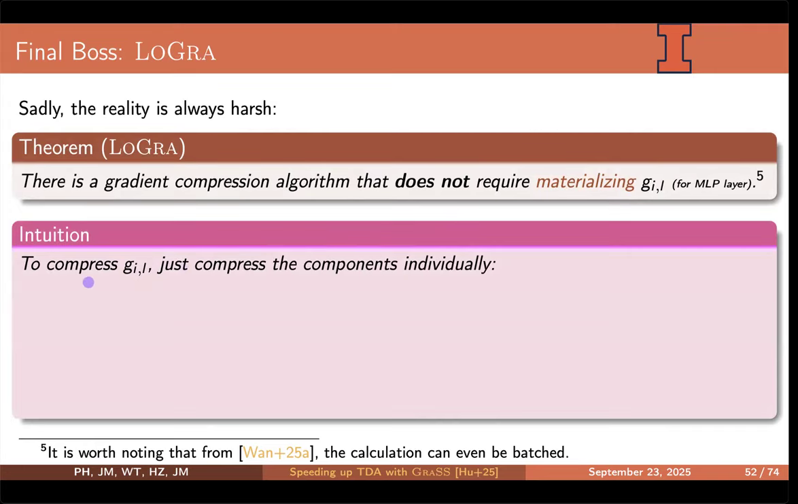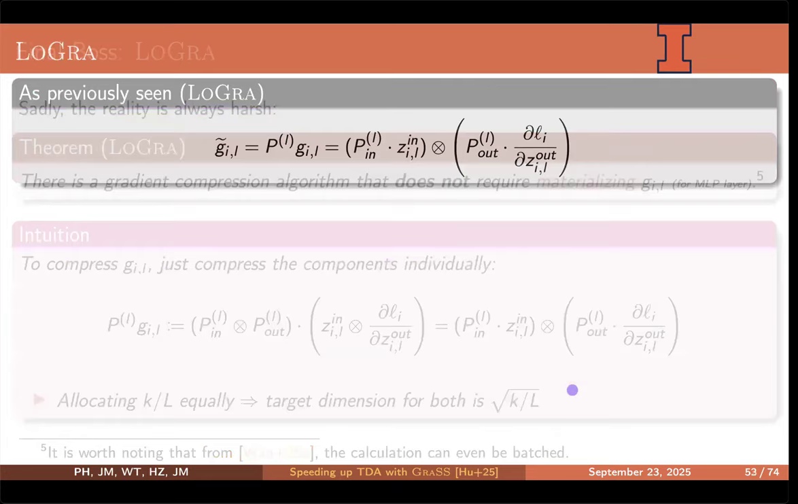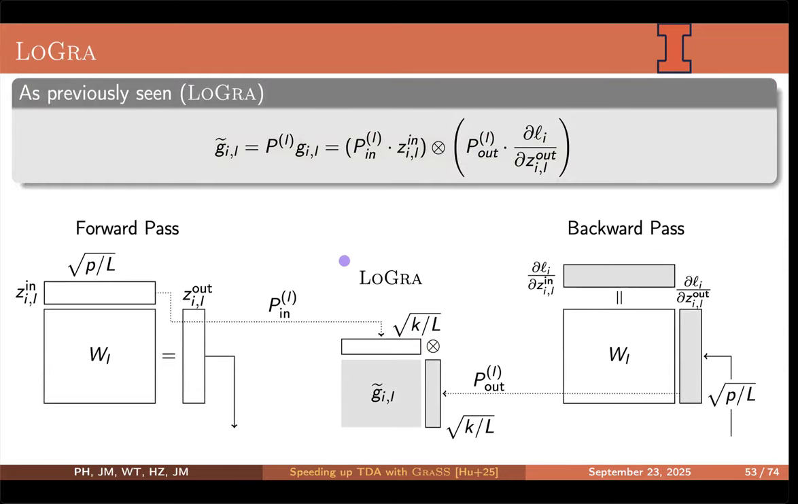Their intuition is that to compress GIL, instead of first materializing it and compressing it, what if we first compress each component individually, right? To compress this gradient, what if we just compress the individual factors to form this final compression? Think about, again, allocating this k over L budget for the compression. The target dimension for each subproblem for both is square root of k over L. So we see that this is exactly how LoGra works.